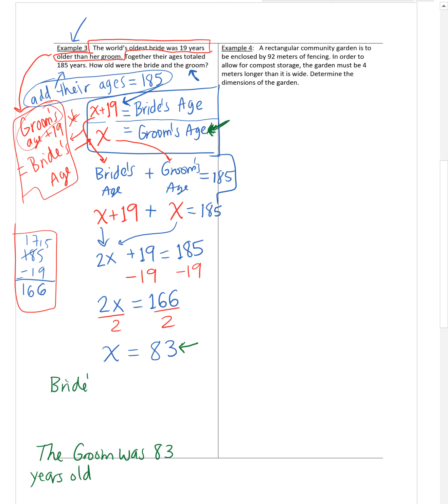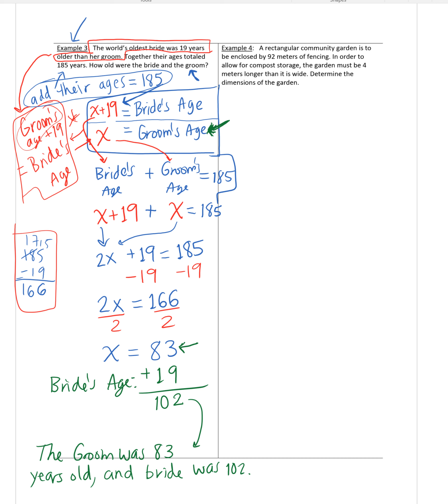If we want the bride's age, remember we said the bride was 19 years older, so all I have to do is add 19 to that previous number, 83, and that'll be the bride's age. What's that? Ooh, 102? You go, girl. Nice. Very nice. Okay, anyway. Sorry. The groom was 83 years old, and the bride was 102. That's amazing. Awesome. Hey, love is love no matter your age. Am I right? We're getting all philosophical. Isn't that beautiful?